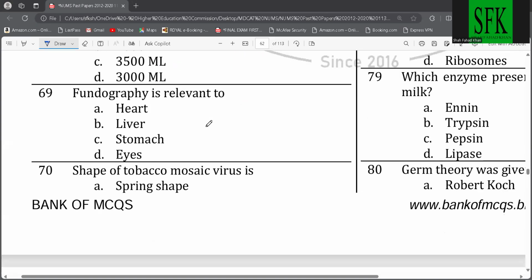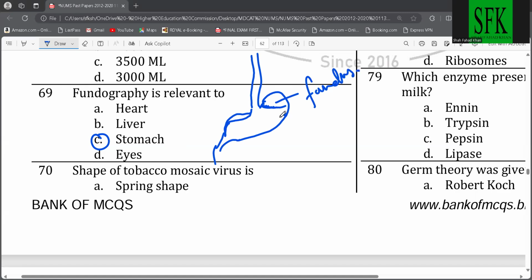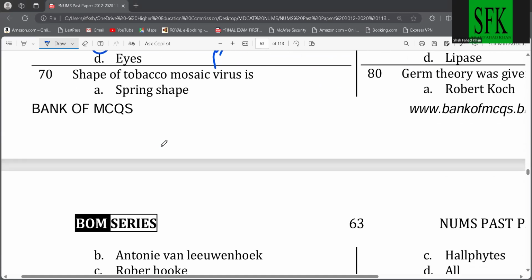Fundoscopy is relative to the stomach. The fundus of the stomach. Fundus is a part of the stomach. The uppermost part of the stomach is called the fundus. Therefore, it's called fundoscopy. If this is our stomach, it has a greater curvature and a lesser curvature. So this uppermost portion is called the fundus. Fundus, body and so on. So fundoscopy is what they call the endoscopy of the stomach.